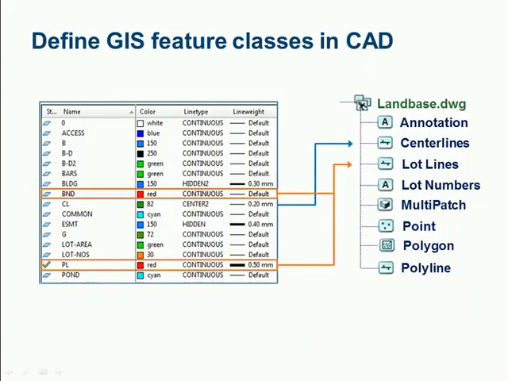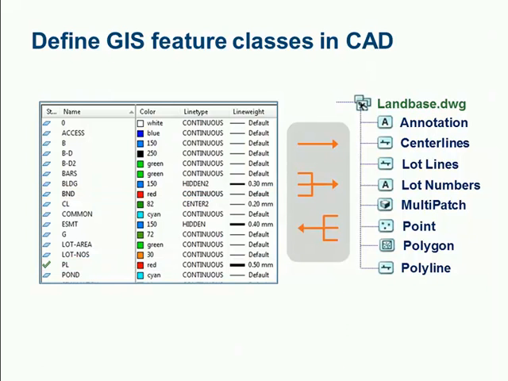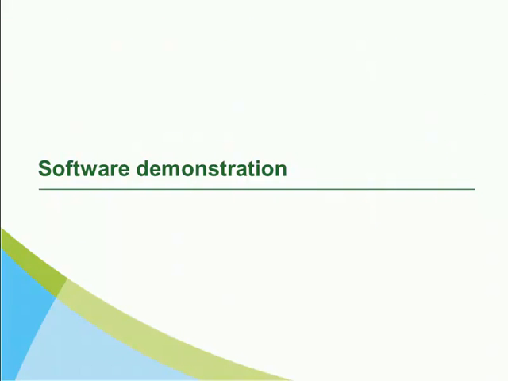A second feature class could be defined as lot lines. This would include entities from the PL layer and some entities from the BND layer. The relationship between AutoCAD layers and the ArcGIS feature classes does not have to be one-to-one. You can have many layers contributing to one feature class, as you can have one layer contributing to many feature classes. Let's take a look at how we can go about this using the AutoCAD plugin.